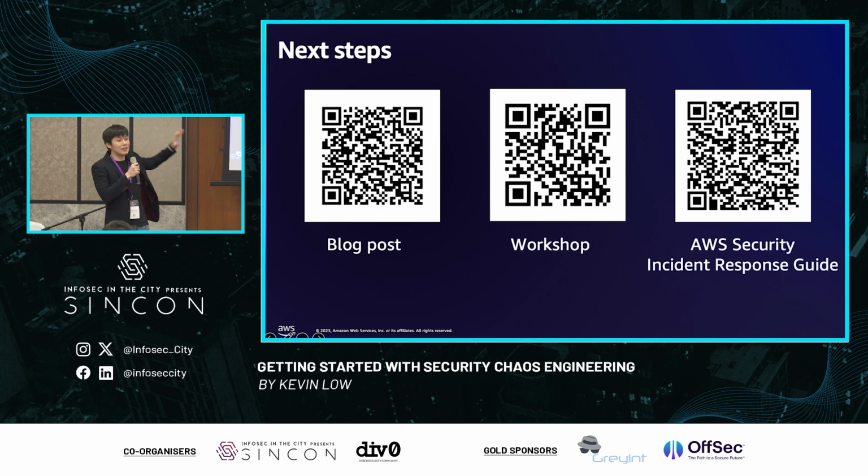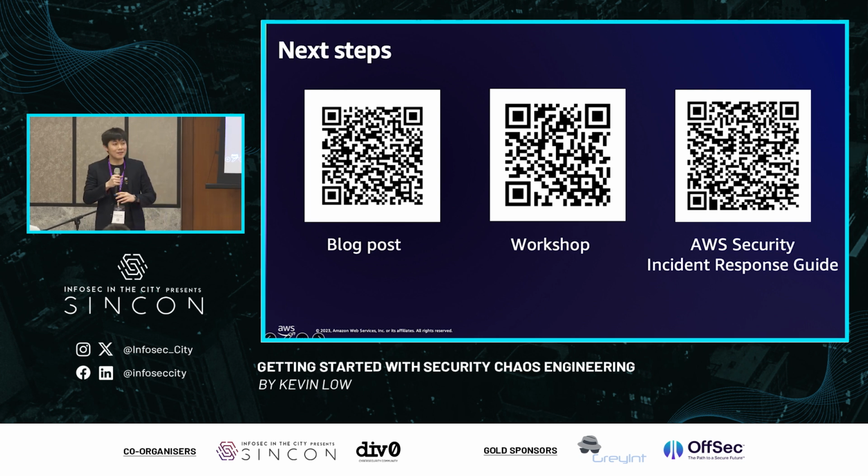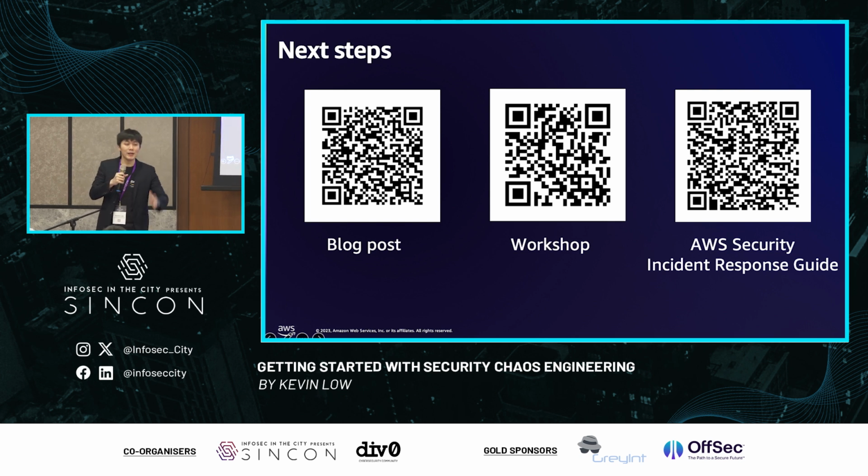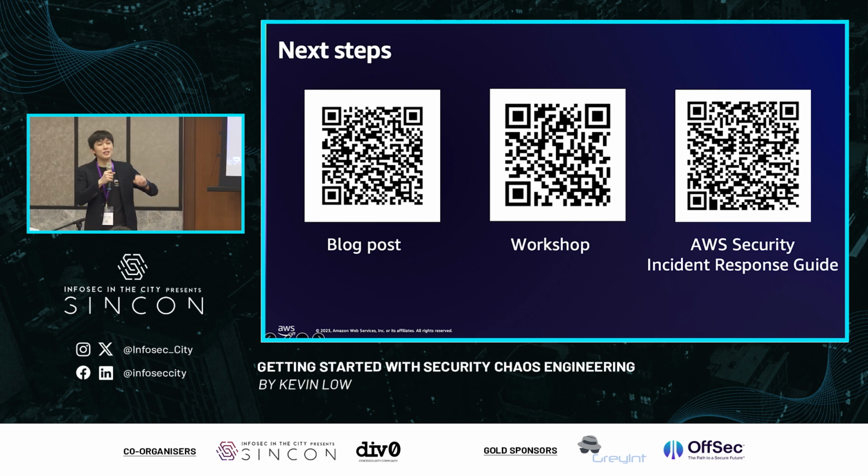So what can you do next, right? Here are some resources. There's a blog post, there's a workshop, and there's a security incident response guide. There's a whole lot of them out there that you can find. And my challenge to you is to go back to your organizations, pick a system, it can be any system, it can be non-production, it can be non-critical, and just try this whole process of running a chaos experiment on it and see what you learn.